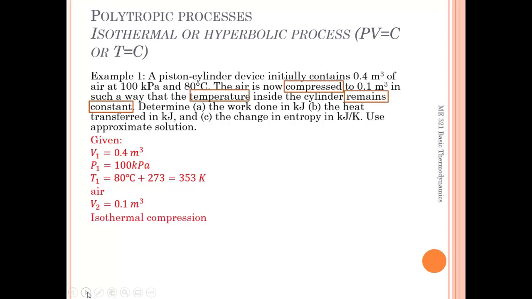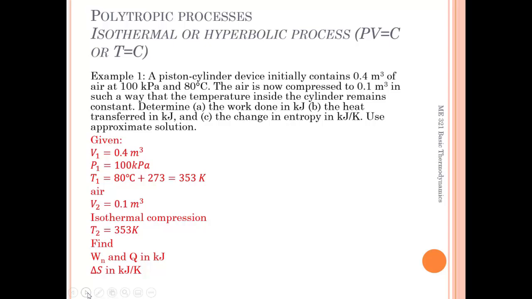Now, since the temperature of the air remains constant during the compression process, then we can say that air undergoes an isothermal compression process. This means that the final temperature of the air is just equal to the initial temperature, which is equal to 353 Kelvin. From this given information, we shall find the non-flow work and the amount of heat transferred in kilojoules and the change in entropy in kilojoules per Kelvin.